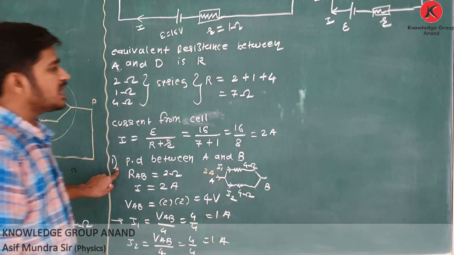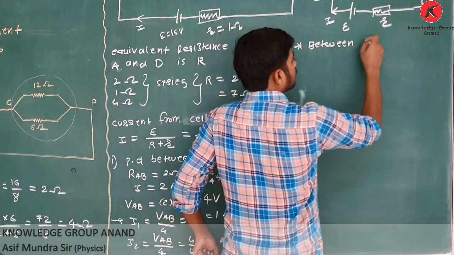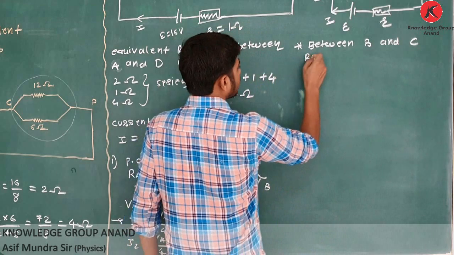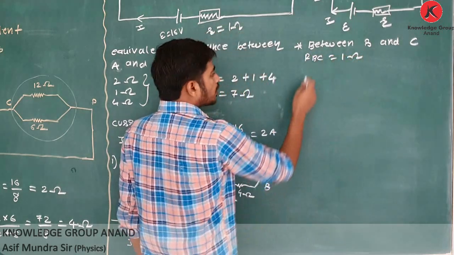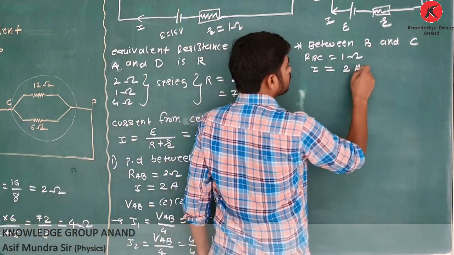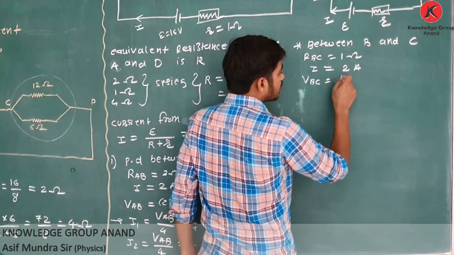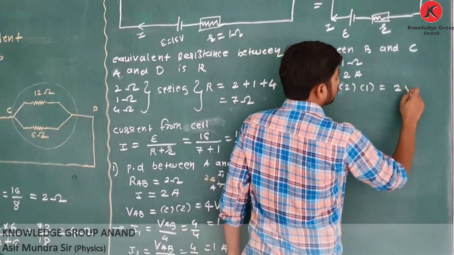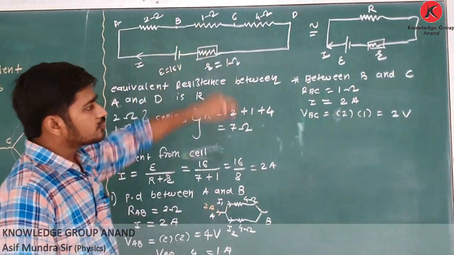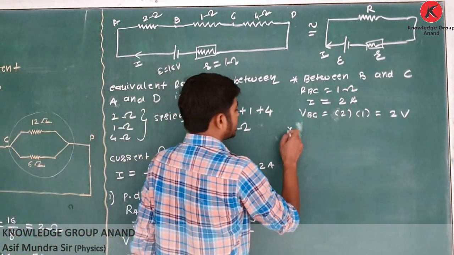Now between B and C. What is the total resistance between B and C? RBC is equal to 1 ohm. What is the current flowing through it? The current flowing through BC is also I, which means it is 2 ampere. Then what is VBC, the potential difference? VBC is equal to I into R, which means 2 into 1 is equal to 2 volt. Clear? And the current flowing is 2 ampere. So between B and C it is easy. Yes or no?